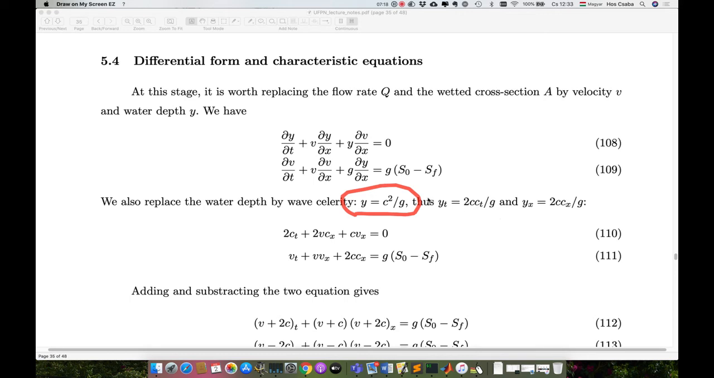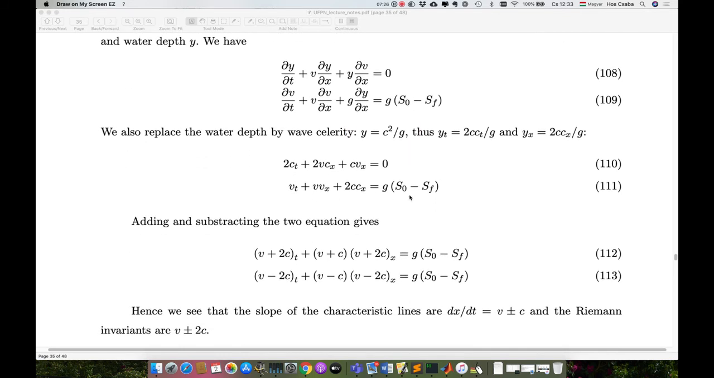And then of course you plug this back into the differential form, and then you add and subtract these two equations, and you end up with the characteristic equations. So again we see that the slopes of the characteristic curves are v plus c and v minus c, just as in the case of open channel flow, but now the Riemann invariants are v plus or minus 2c, again c being the wave celerity, which is directly linked to the water depth.